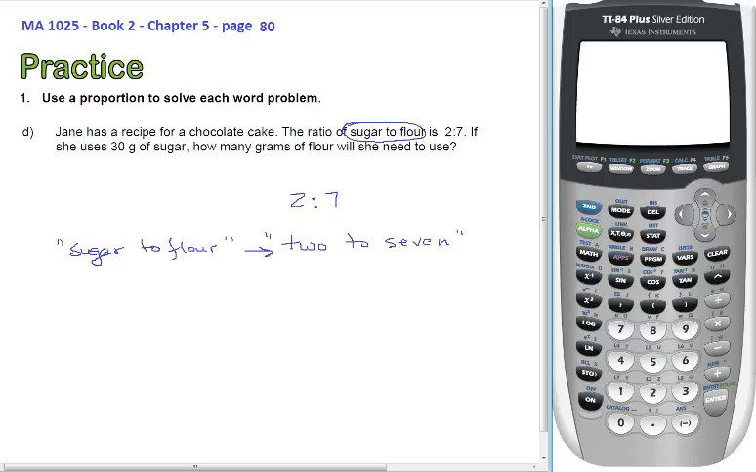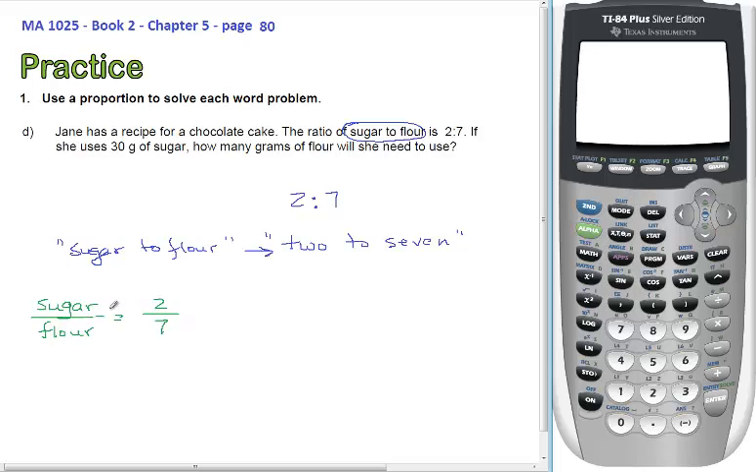Now, when we're doing this, we set it up as a proportion. We change this basically to a fraction, and the order is important here. So I encourage you to write this in words first. Sugar over flour, right? That's the same thing as sugar to flour, is 2 to 7. So see how I wrote it? Changed it from words into a fraction, a proportion. Now a proportion is two fractions equal to each other, two ratios equal to each other.